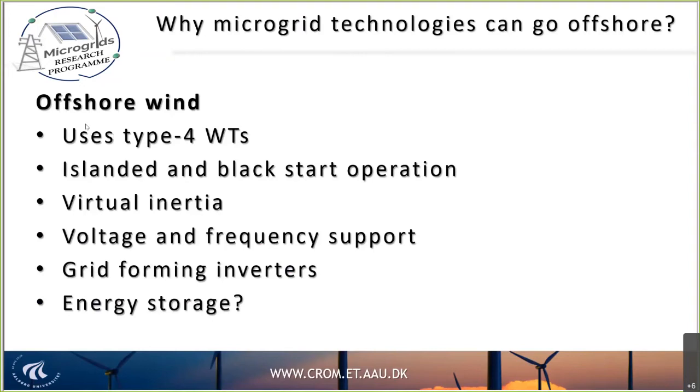First, in offshore wind, we use type 4 wind turbines, which means that basically all these turbines are connected to fully equipped converters. So this means you just rectify and then use an inverter. So the wind turbine side and the grid side are, to a large extent, decoupled. So we can add many of these ideas on the inverter side.